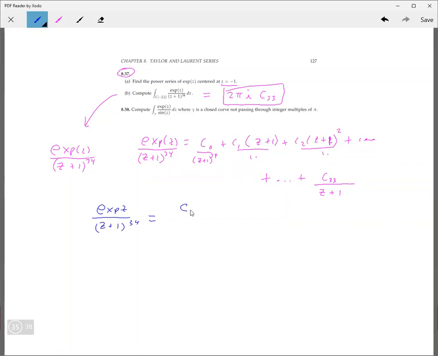It would be c negative 34 over z plus 1 to the 34th power, plus c negative 33 over z plus 1 to the 33rd power, and so on, down to c minus 1 over z plus 1.